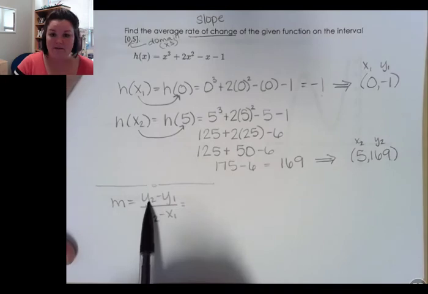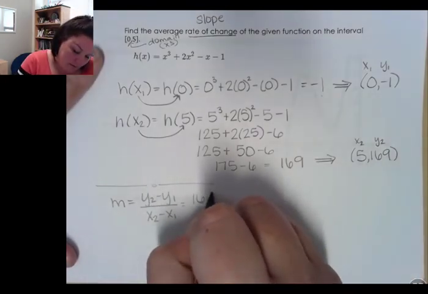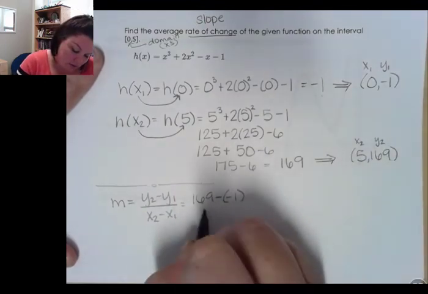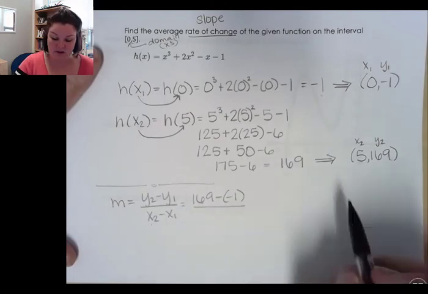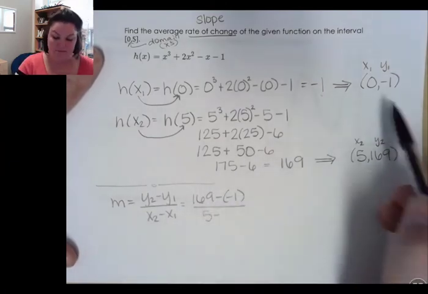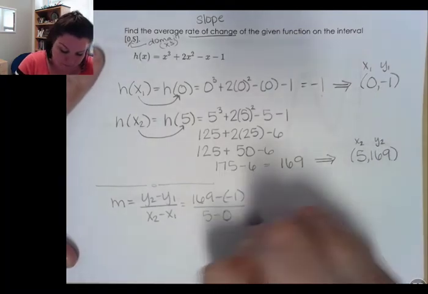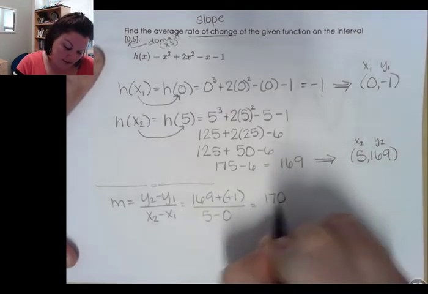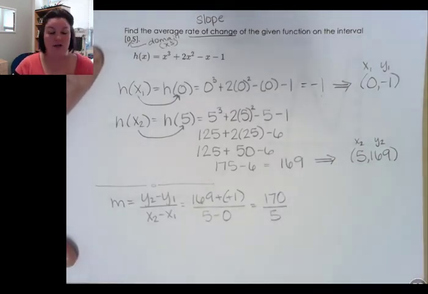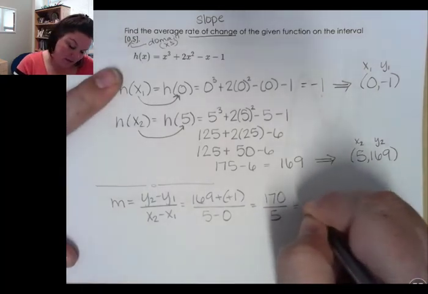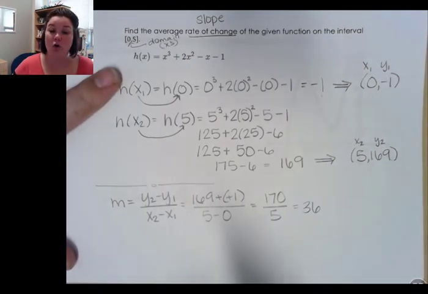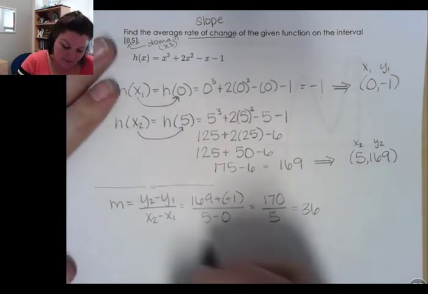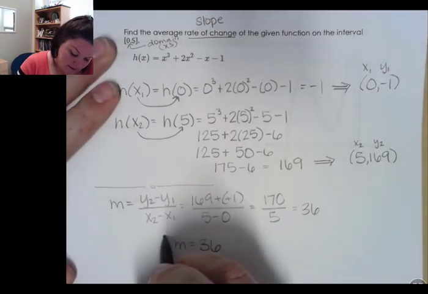So my second y value here is 169 minus my first y value, which you can see is negative 1, all over my second x value, which is 5, minus my first x value, which is 0. So notice on top my double negatives become positive. So I end up with 170 over 5. And 170 divided by 5 gives me 36, which means that the slope of this function on the interval from 0 to 5 would be 36.